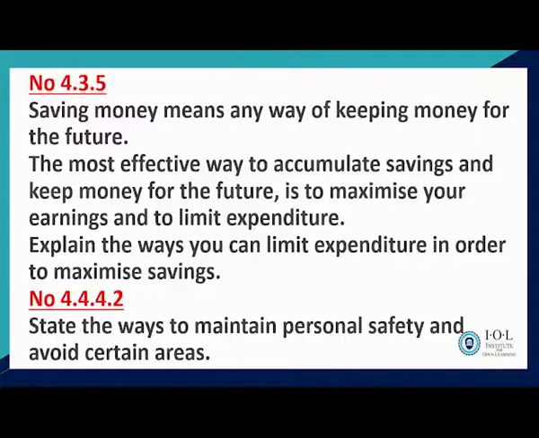Number 4.3.5, saving money means any way of keeping money for the future. The most effective way to accumulate savings and keep money for the future is to maximize your earnings. That means you should earn as much as possible and limit your expenditure. That means to spend as little as possible. Explain the ways you can limit your expenditure in order to maximize savings.